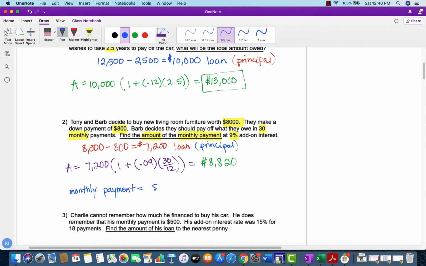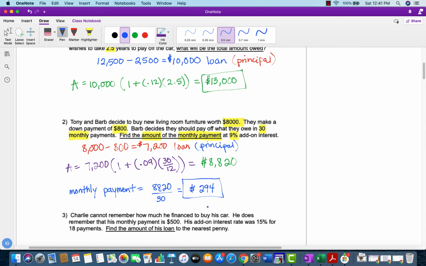is going to be equal to the 8,820 divided by the 30 months, because I want to know how much I have to pay each month. So if you type this in the calculator, you should come out with $294 for you to finish in 30 months. Okay, and there you go.